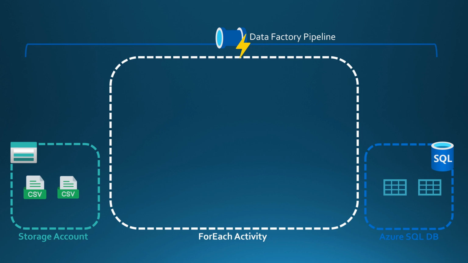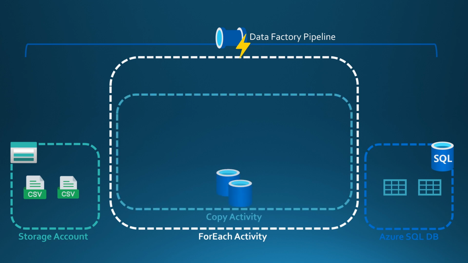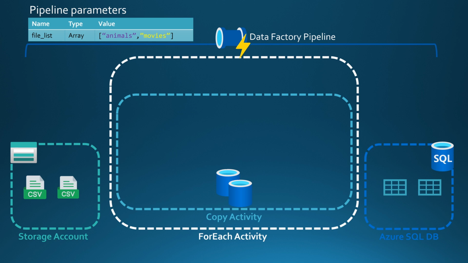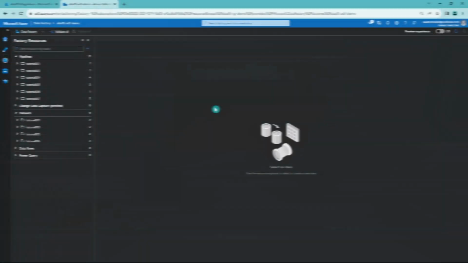In that activity, we are going to have a copy activity. Then we are going to set the pipeline parameters and have our file list there. So our CSV files are going to be animals and movies. Then we are going to pass down these parameters to our Foreach activity and use the reference pipeline parameters file list to be able to fetch these parameters to our item list. Now we can jump into Data Factory and set up this first part of the demo in there. Now we are in the Data Factory.